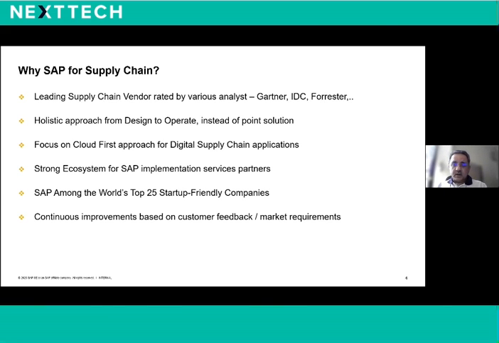Then focusing on cloud first. Today the world is changing so fast. You cannot have your innovation coming in a yearly cycle. It has to be in a quarterly cycle. If it has to be in a quarterly cycle, you have to be on cloud. So that's the cloud-first approach which SAP has taken, not only for the supply chain planning part of it, but also traditional manufacturing, which was considered as only an on-premise environment. The whole innovation is happening on cloud.